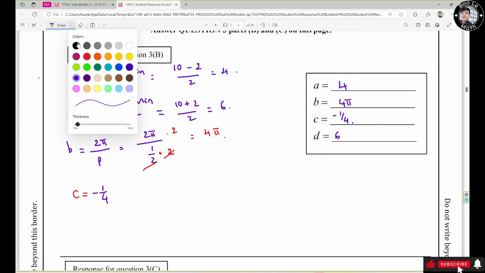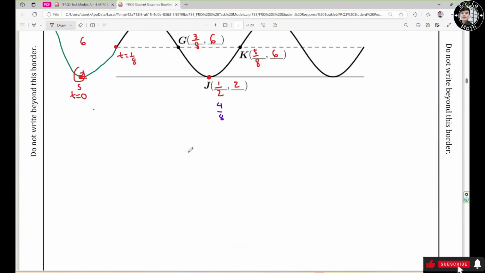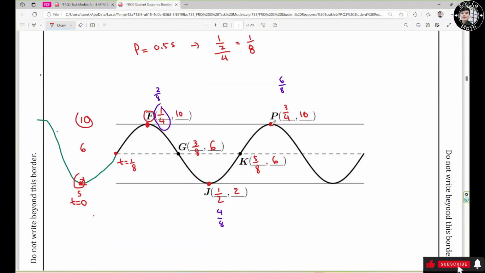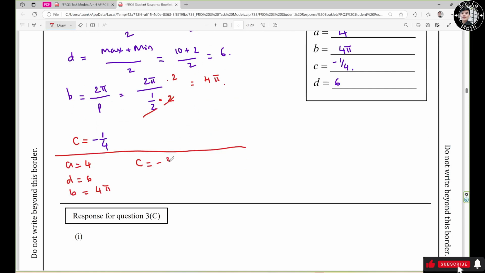Now you have other options. A is still 4, D is still 6, B is still 4 pi. Now, C is the phase shift, right? If you pick the starting point right here, point P, then you shift to the right 3/4. So C equals negative 3/4, and A is still the same, because this is the maximum.